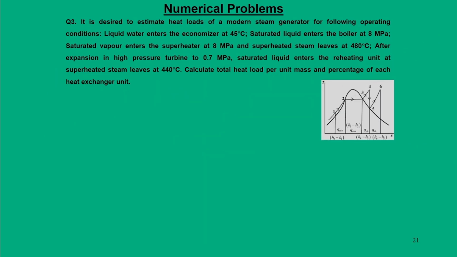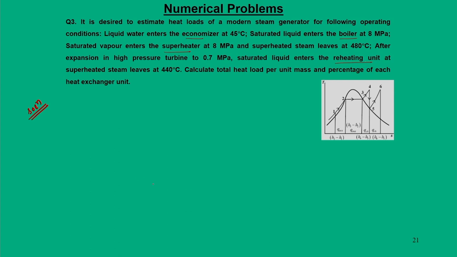And last problem is a very simple problem, which deals with the heat absorption concept for a modern steam generator. So, what the problem statement says is that we need to estimate the heat loads for a modern steam generator, that involves an economizer, that involves a boiler or evaporator unit, that involves a superheater, and of course, we also have a reheater unit.